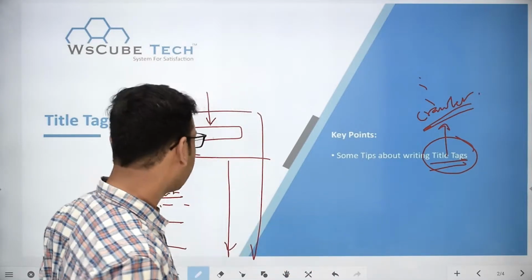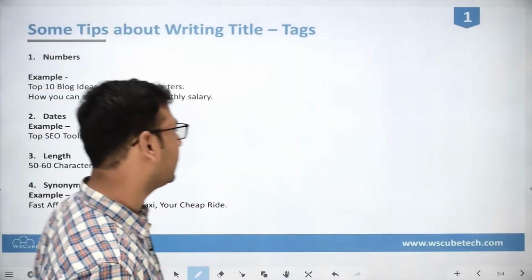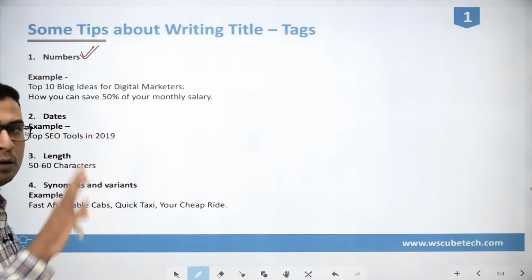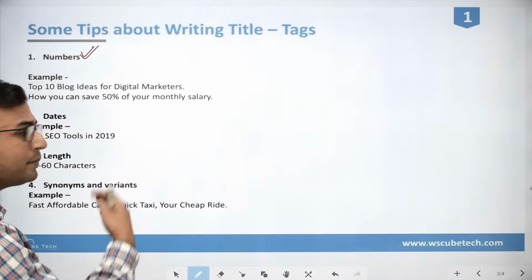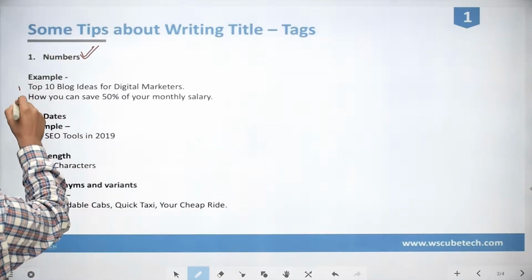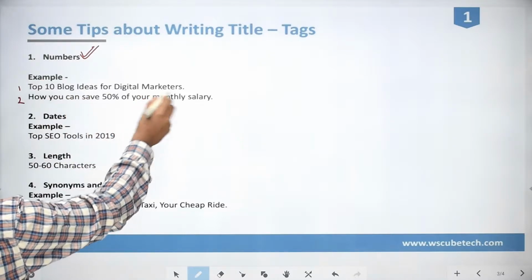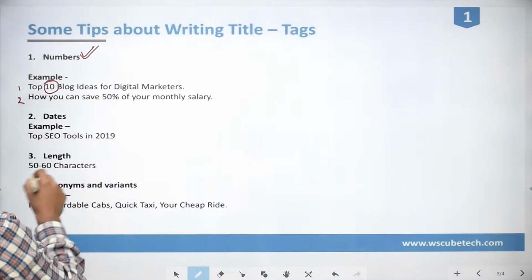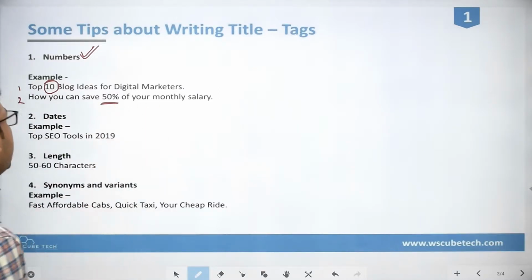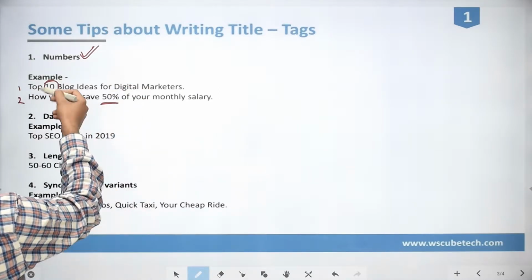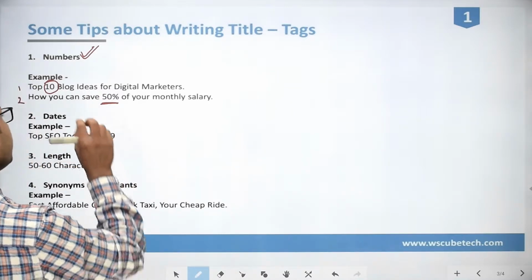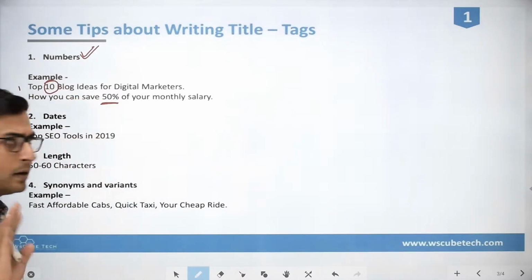So I have some tips that can help you in writing a perfect title tag. The first thing is numbers. You can write numbers in your title tag, which basically brings some psychological impact on the user. I have two examples over here. The first one is top 10 blog ideas for digital marketers. You see, a number is over here. And then I have another one, how you can save 50% of your monthly salary. So these two titles have numbers within them. If you follow this, that you can put some numbers in your title, that is definitely a very great thing.